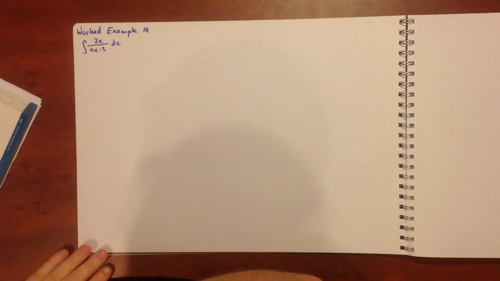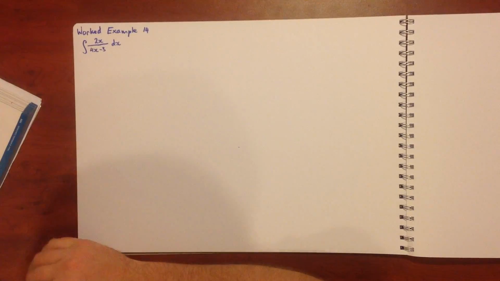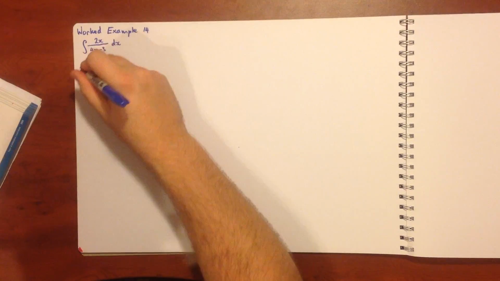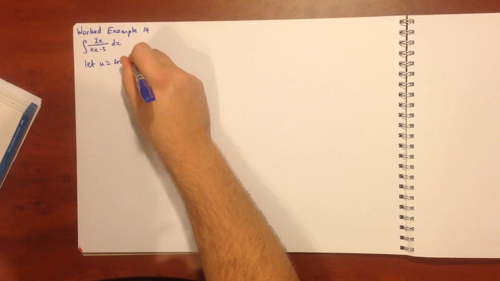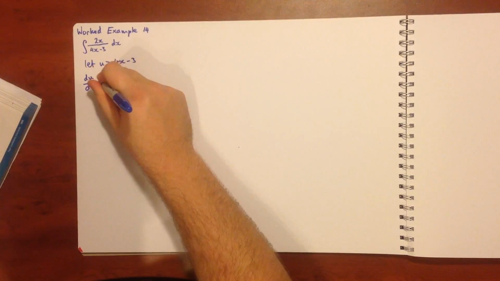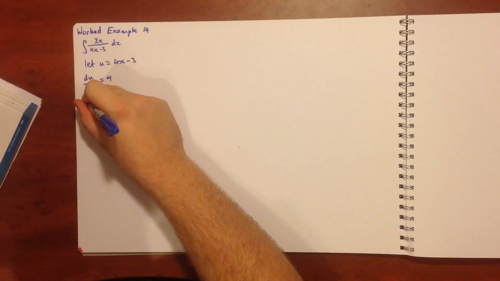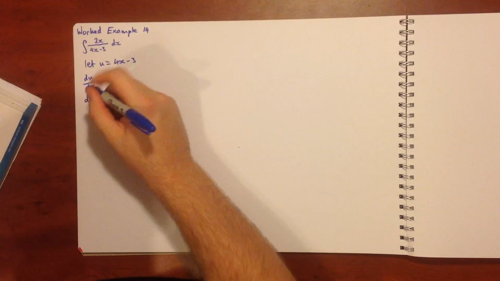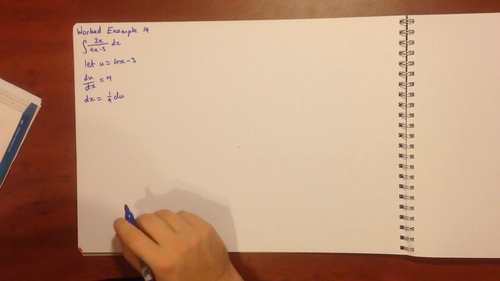We've got one more worked example we're going to do, which is worked example 14, where we're integrating 2x on 4x take 3. So what we're going to do is our substitution of let u equal 4x take 3. Well, our du dx is going to equal 4. So our dx is going to equal 1 on 4 du. Okay, so we've got that part.